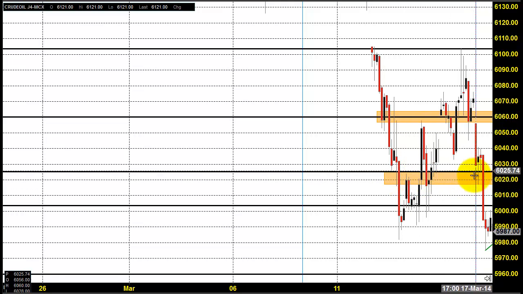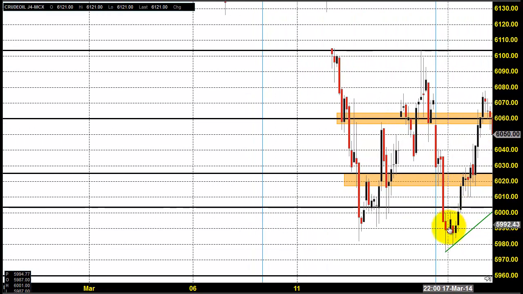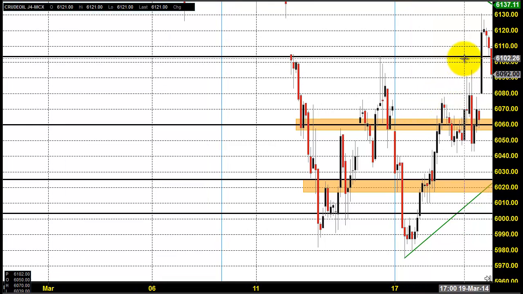If the price is trading above this, the price can be pushed towards 6,100. That was our expectation based upon the daily video analysis. As per our expectation, the price came here and found support in this zone, and it went up and tested this 6,100 zone.